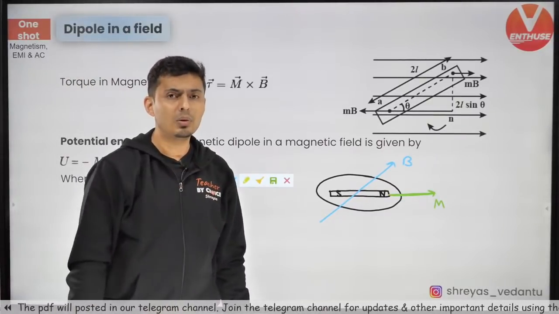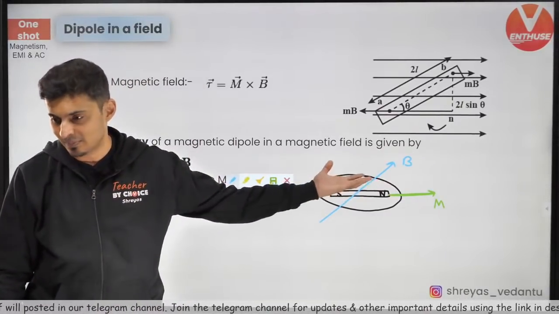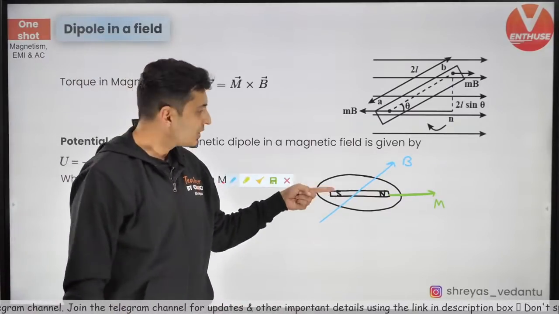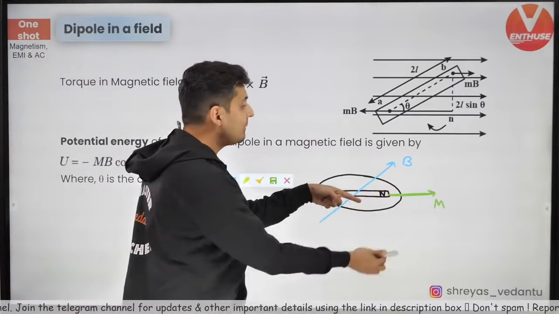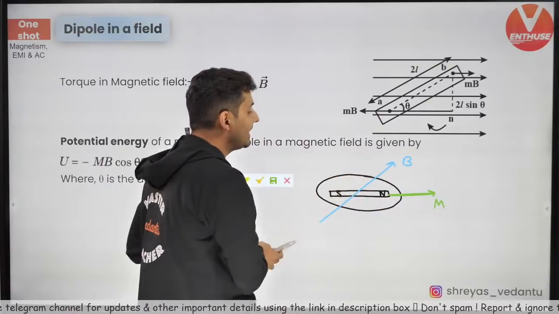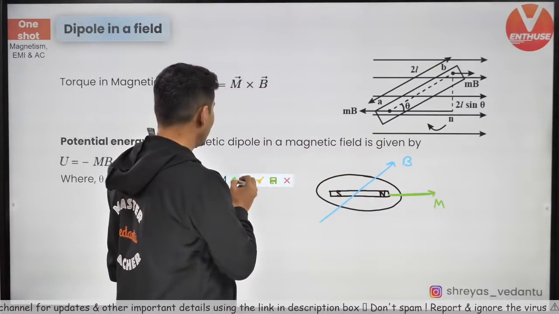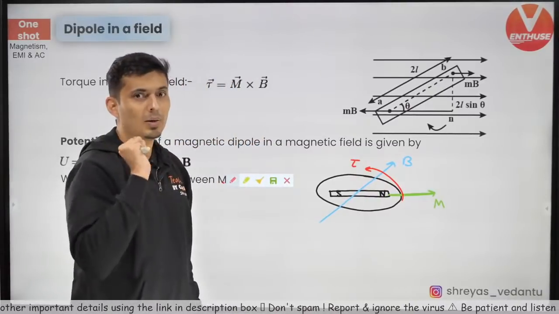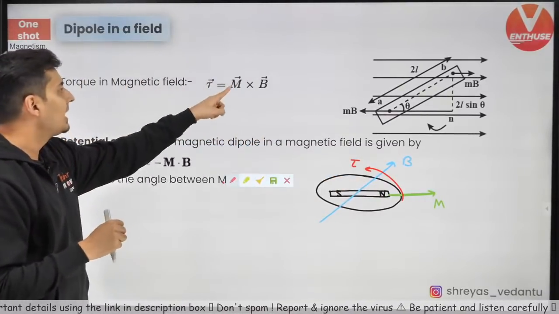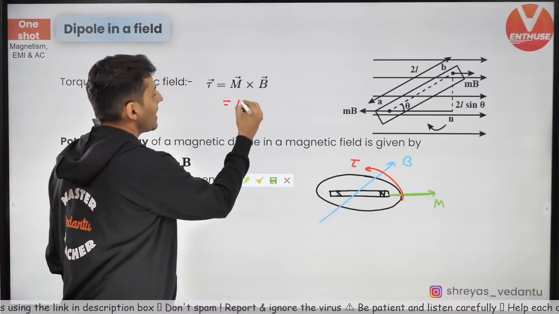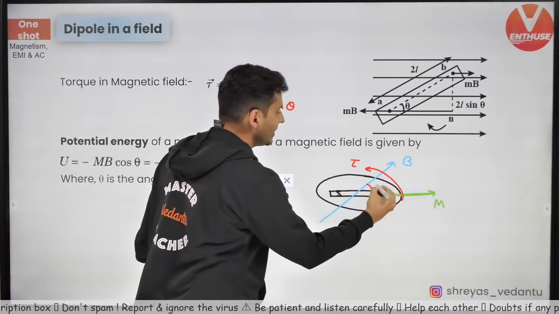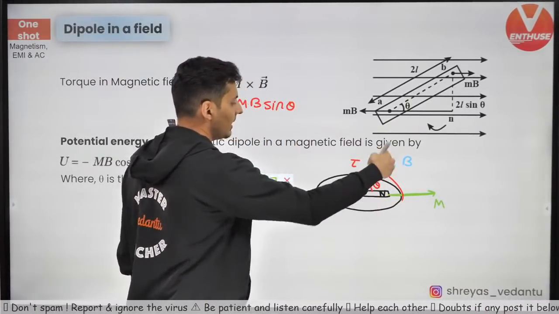What will the needle do? Come on, my warriors, it's going to deflect. Yes, this will also be useful for JEE Mains, definitely. So it will deflect. And what will the magnetic moment try to do? It will try to align itself in the direction of the field. So hence there will be a torque on it. And this torque will be given by M cross B, which is MB sine theta. What is theta? Theta is the angle between M and B.